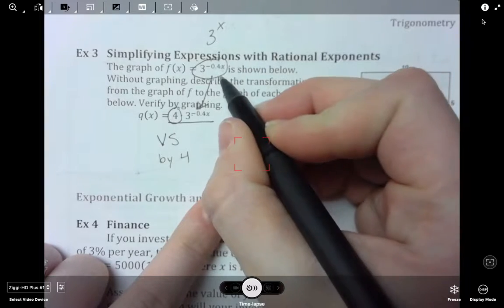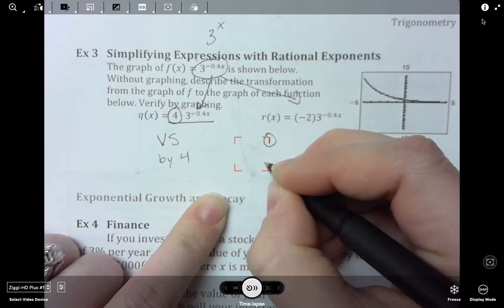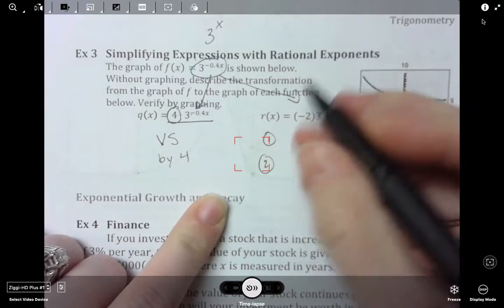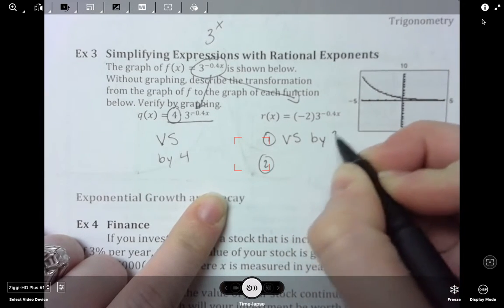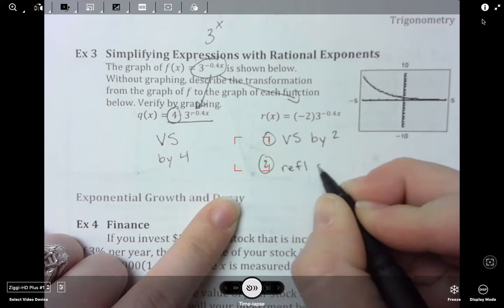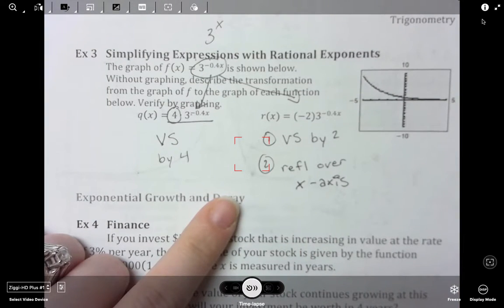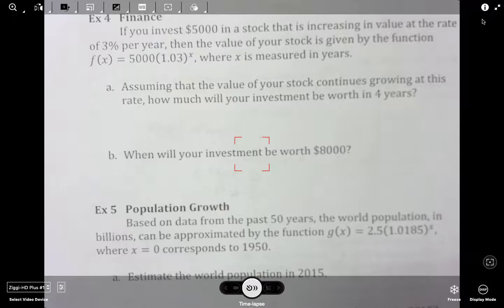Okay. From this one to this one, I have a negative 2 out in front, which actually is two separate things, the negative and the 2. So let's do the 2 first. The 2 is going to be a vertical stretch by 2. And the negative out in front is going to be a reflection over the x-axis. Reflection over the x-axis. Okay, so two separate things. There's that. All right, now let's get into some of these problems here.